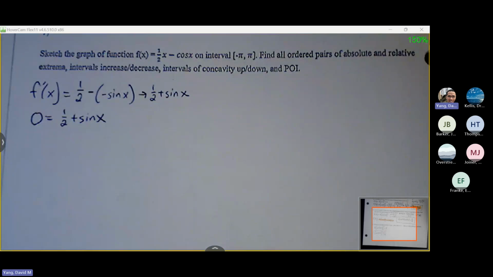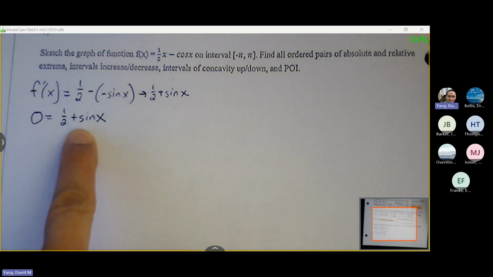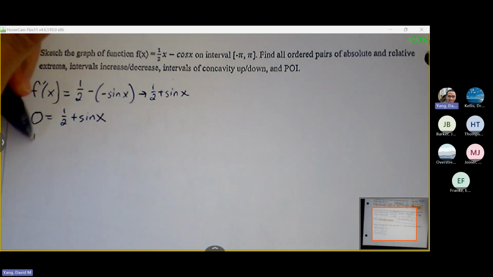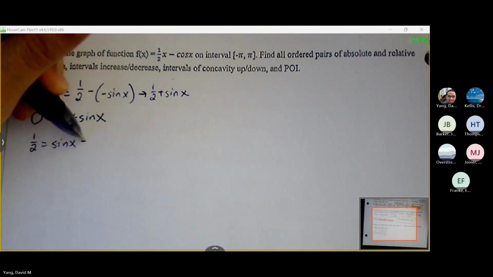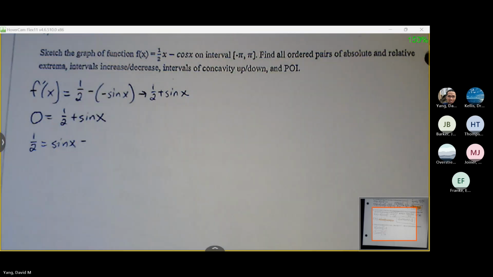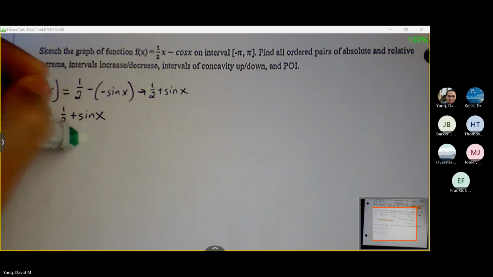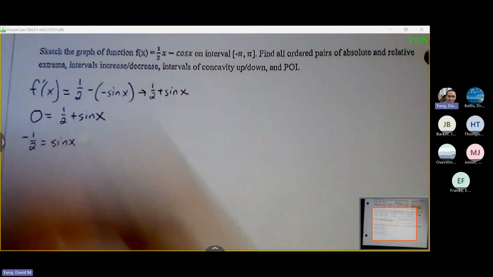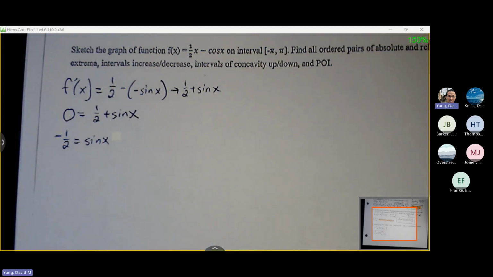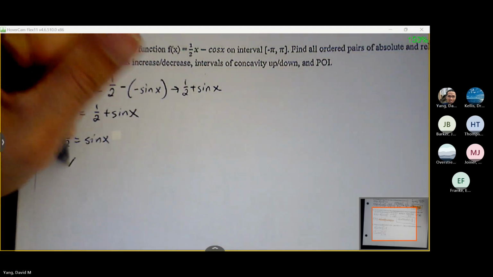So my f prime is just 1/2 plus sine of x. I just want to know when is f prime going to be equal to 0. So essentially, when is sine of x equal to negative 1/2? So third and fourth quadrant.